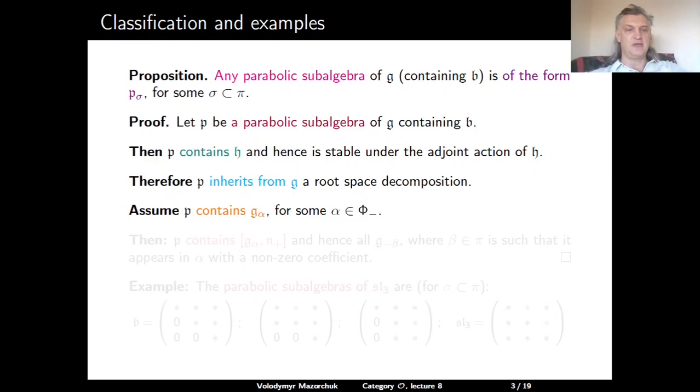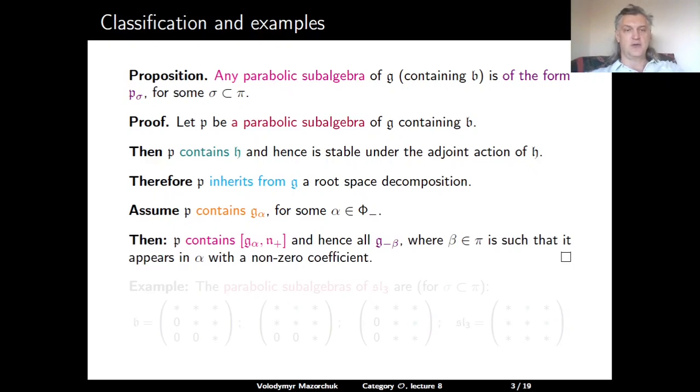So if we assume that p contains some gα, where α is a negative root, then, commuting gα with the positive part n plus, we can obtain all root subspaces g minus β, where β is a simple root, so a root in Π, which appears in the decomposition of α with a non-zero coefficient. This implies that p must contain all negative root subspaces corresponding to simple roots which appear in the decomposition of some negative root appearing in p. So this implies that p must be equal to pσ.